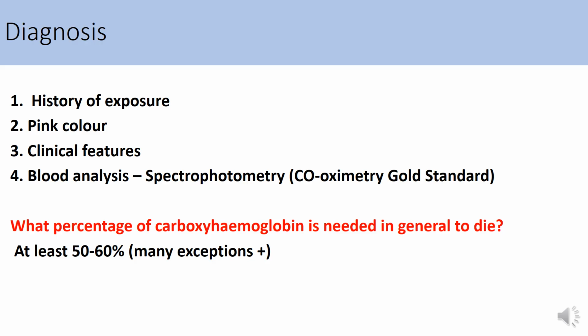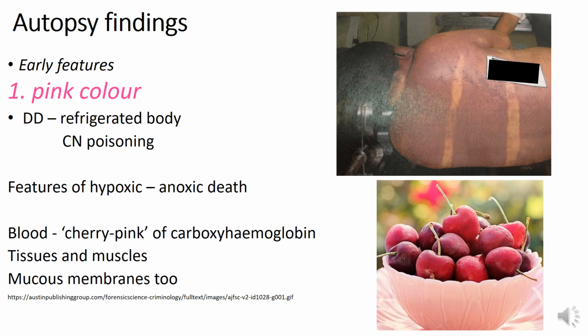Diagnosis: history of exposure, pink color, clinical features, blood analysis, spectrophotometry, and also post-mortem findings, as I have explained earlier. Right, so autopsy findings, early features: pink color hypostasis. What are the other two conditions where you should know you get pink color hypostasis? Refrigerated dead bodies still get pink color, and also in case of cyanide poisoning. It is because of the hypoxic, anoxic death.